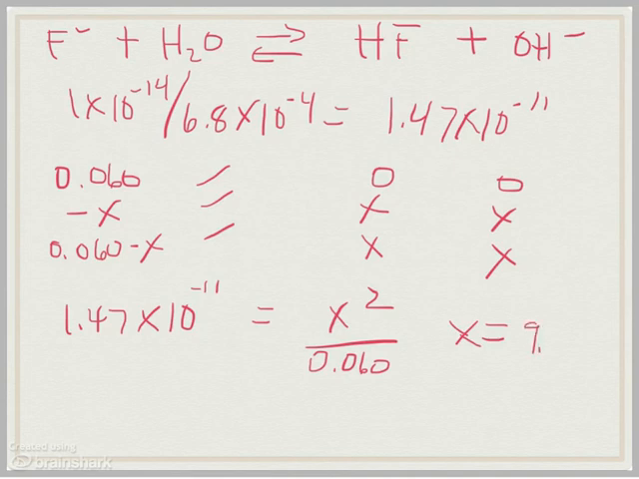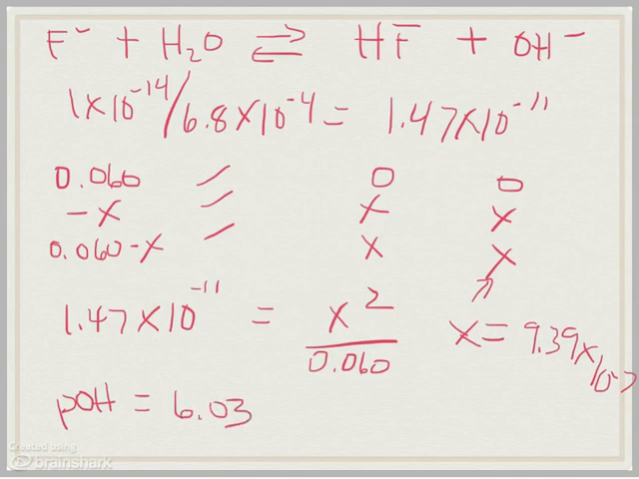9.39 times 10 to the negative 7. That is the amount of your OH. If you take the negative log of that, that'll give you the pOH, which would be 6.03. Subtract that from 14, and you end up with a pH of 9.79. So that's the way of doing the type of titration calculation you'd have for a weak acid with a strong base.